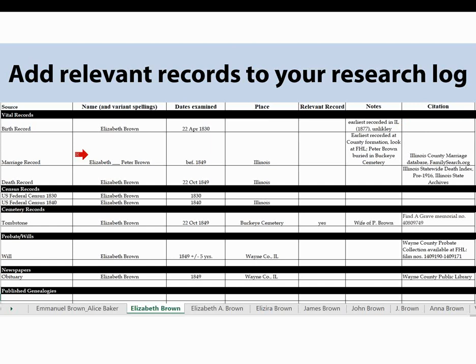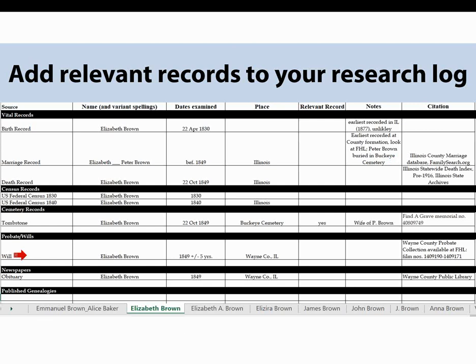Now the marriage record, on the other hand, they got married before 1849, probably in Illinois. According to the FamilySearch Wiki, the earliest record recorded would be when the county was formed. So that's good news for us. So we want to be looking at this Illinois County Marriage Database. And I want you to do that for every record that you're trying to find.